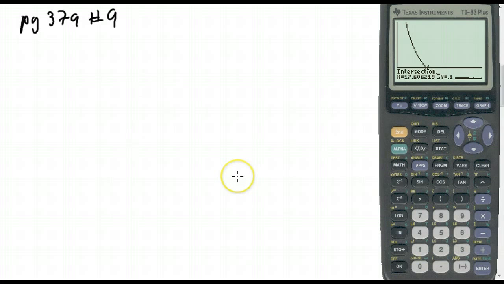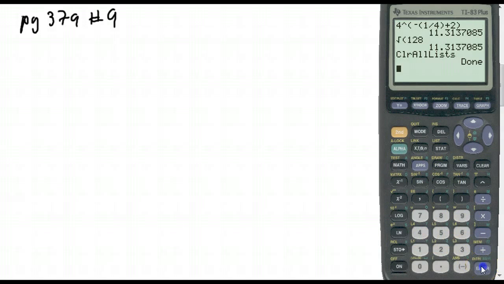Okay, let's continue on. We'll do page 379, number 9, which deals with a biologist studying the effects on frog populations, and we are going to be running a regression. So if you turn to page 379, number 9, to see what the numbers are, I'm going to go second plus number 4, clear all lists.